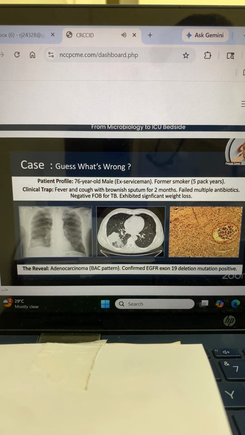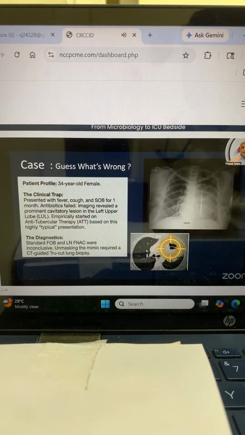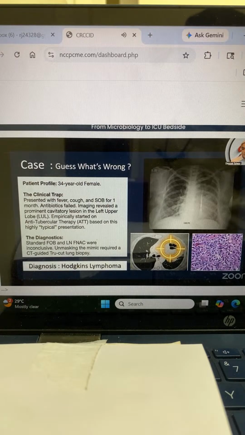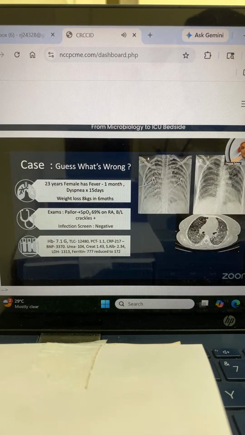Sometimes these kinds of things happen in real life where you need to do more invasive tests. The next is a 34-year-old female, and she has fever, cough and shortness of breath for 1 month. Antibiotics failed, even ATT was tried because she had a cavity lesion in the left upper lobe. You can see it on the CT scan. The standard diagnostics like FOB and lymph node FNAC were all inconclusive. The unmasking actually required a true-cut lung biopsy, which revealed Hodgkin's lymphoma. So malignancies can very clearly mimic pneumonias which are not resolving or which are refusing to go away.